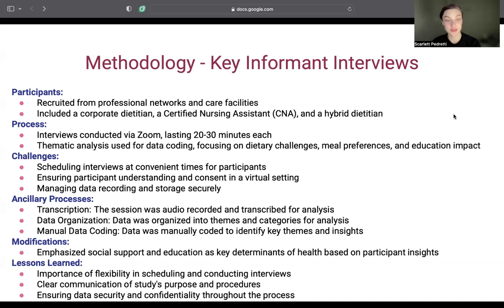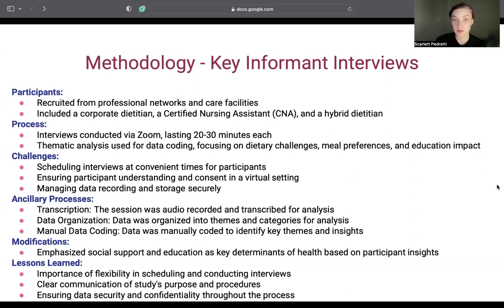Some of the ancillary processes that were used were transcription, data organization, and manual data coding. The modification that I had to add to my interviews was placing an emphasis on social support and education as a key determinant of health, based on some of the participant insights that I gathered. And at the end of the day, some of the lessons I learned were the importance of flexibility in scheduling, clear communication as far as the study's purpose and procedures go, as well as ensuring data security and confidentiality throughout the entire process.